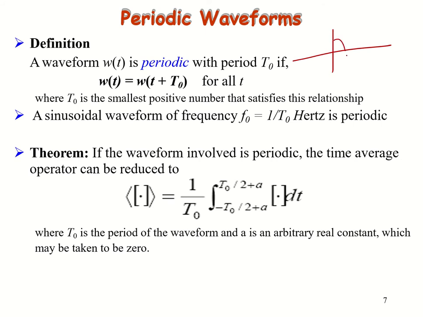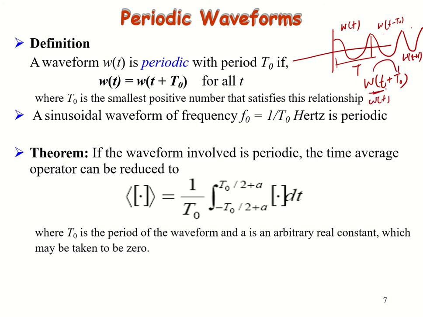A waveform is periodic if it is repeating itself after a time period T. For example, this is the time period T, so this waveform is repeating itself after this time period. Mathematically, this is my original waveform, this is its shifted version, t minus t naught, and this is its more shifted version, t minus 2 t naught. In general form we can represent this function as t plus t naught. So this signal is repeating itself after a time period of t naught. This is called the mathematical form of a periodic waveform.